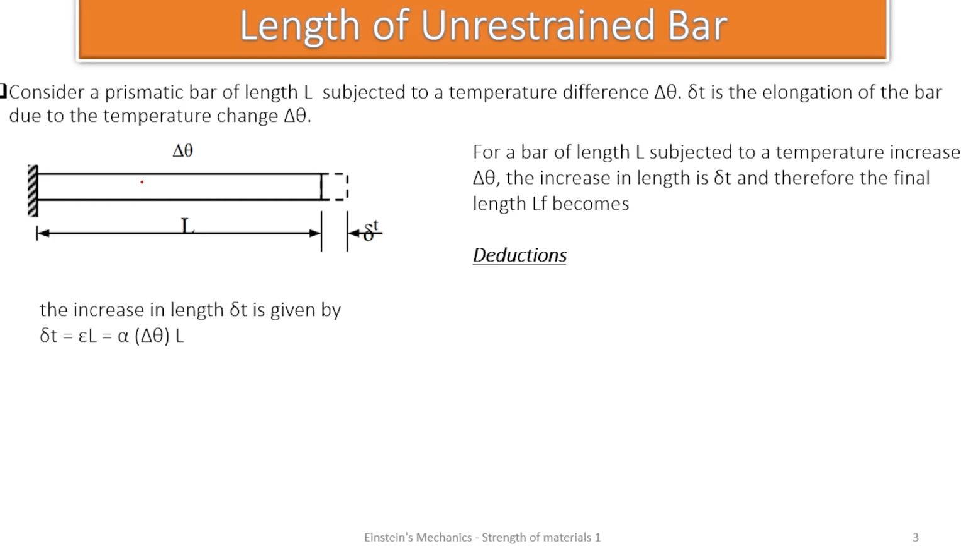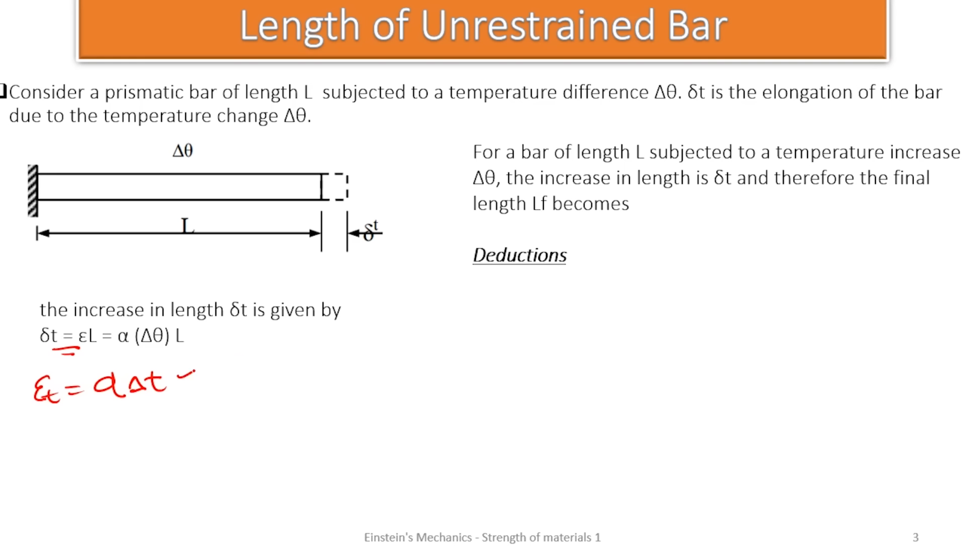Let's look at this bar. Consider this prismatic bar of length, we have the length to be what? L, and it is subjected to a temperature difference, that's change in temperature, and we are going to have the elongation produced. And so we know that, let's look at this formula. We know that from our previous slide, the thermal strain is giving us alpha times change in what? Temperature. I'll use change in T as my temperature change.